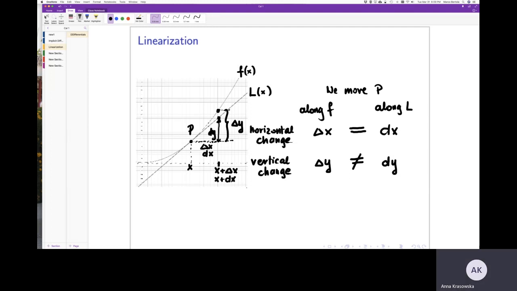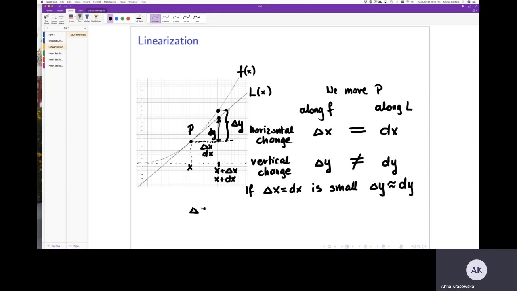However, if that change delta x, which is the same as dx, is small, we can see that delta y is not that far from dy. It means if we are very close to point P itself, we move just slightly to the right or left, delta y and dy are very close because L is very close to function f.